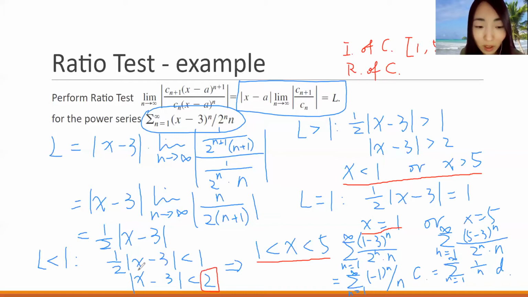This is because if we're looking at the center of this series, the center is at 3, and we are 2 units apart from 3. So from 1 to 5, 1 is 2 units apart from 3 to the left, and 5 is 2 units away from 3 to the right. So R, the radius of convergence, is 2 in this case. So as you can see, the ratio test, after we perform it on a certain series, will find its interval of convergence and radius of convergence in one shot.